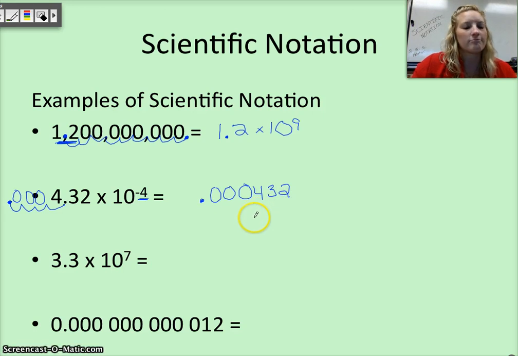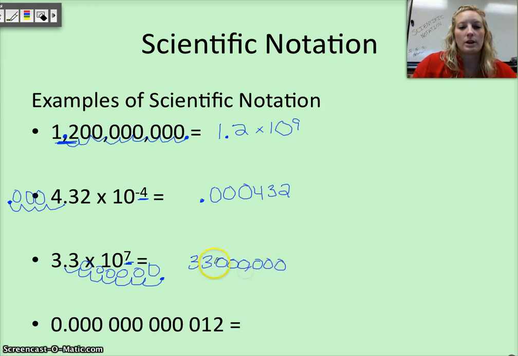Kind of getting the hang of it? Okay, let's try some more. This one, again, is in scientific notation, so we're going to try and get it out of scientific notation. This time our exponent is positive. That means we're going to have to move this decimal place to the right to make this number very large. So 7 times: 1, 2, 3, 4, 5, 6, 7. That's where it will be. Fill in all of our placeholders here. We have 3, 3, and 6 zeros. Pretty large number. I'm glad I don't have to write that over and over again.